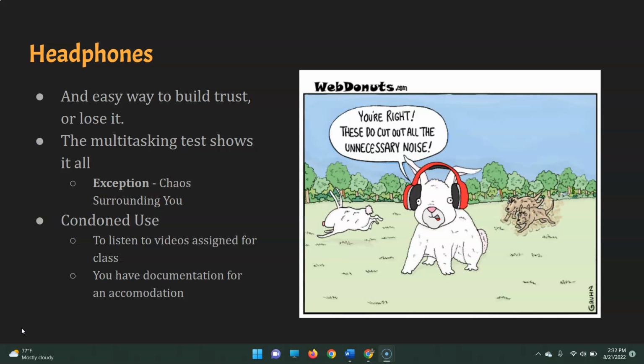Headphones are another thing that come out a lot in class even though they shouldn't. There's a couple of times when you could have your headphones out, like if you're watching a video for this class. If you have documentation for an accommodation, that's actually a legal term, and if you don't have documentation for an accommodation, you do not know what that means, and so you don't have one. I can probably guarantee you that.